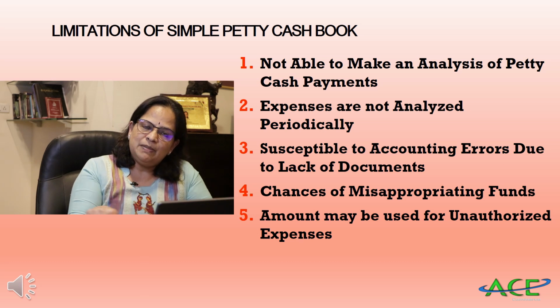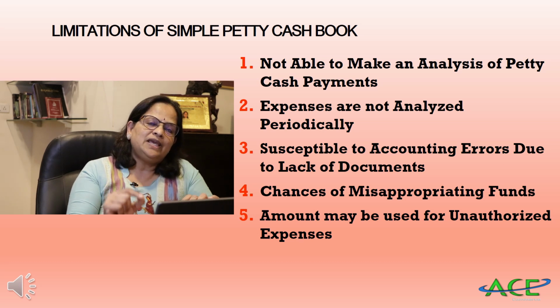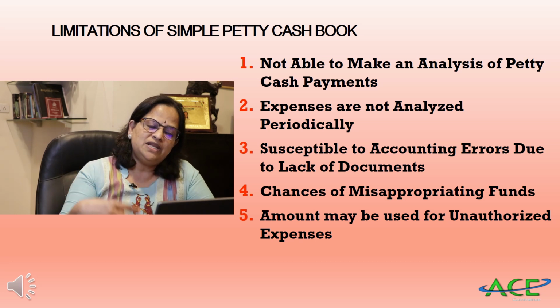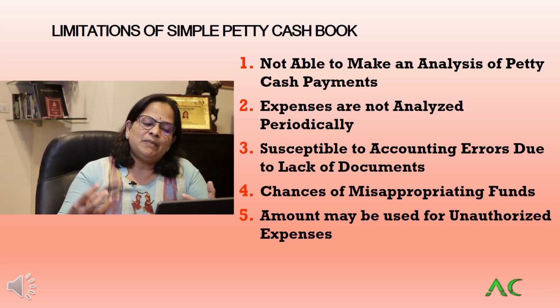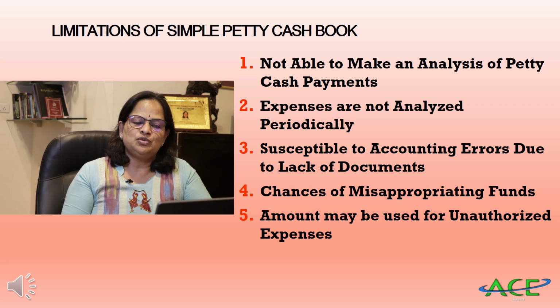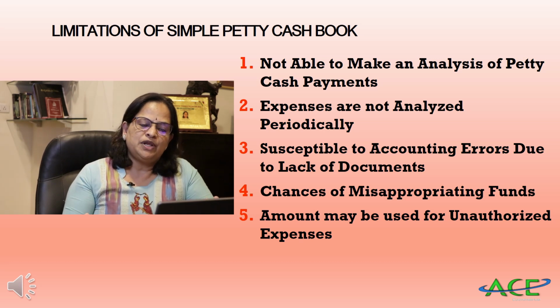They will show sometimes, if it's Uber or Ola, on the phone, this much I paid. So the petty cashier will make a voucher. He can make wrong vouchers also. He can increase the amount, he can decrease the amount. Decreasing the amount will not happen, they will increase the amount. It's all possible. Then more chances of misappropriation. Then the amount may be used for unauthorized expenses.